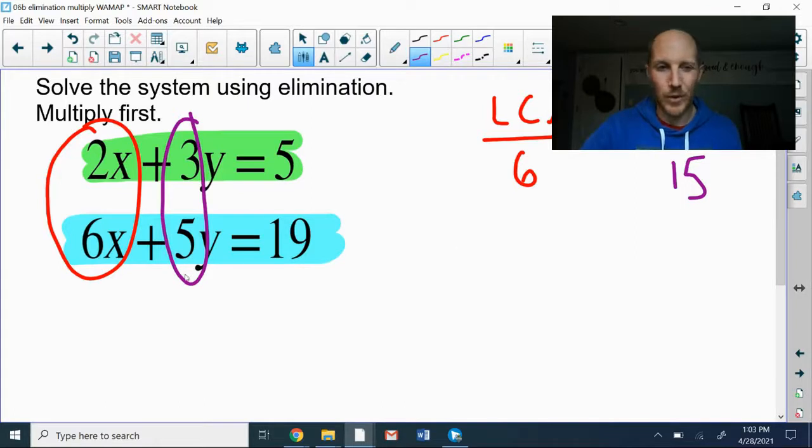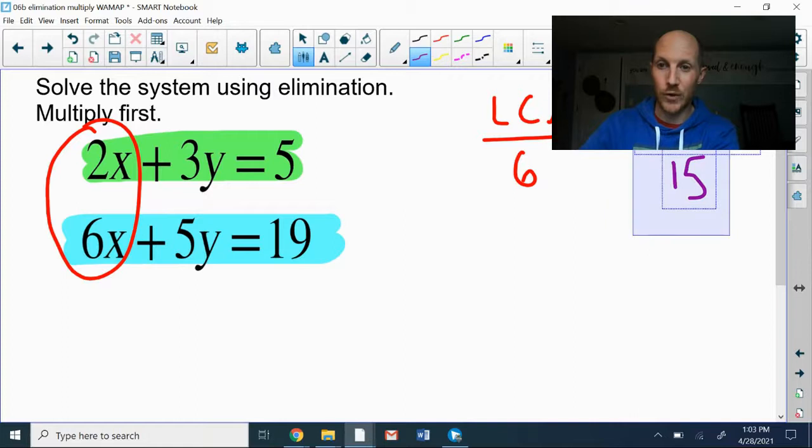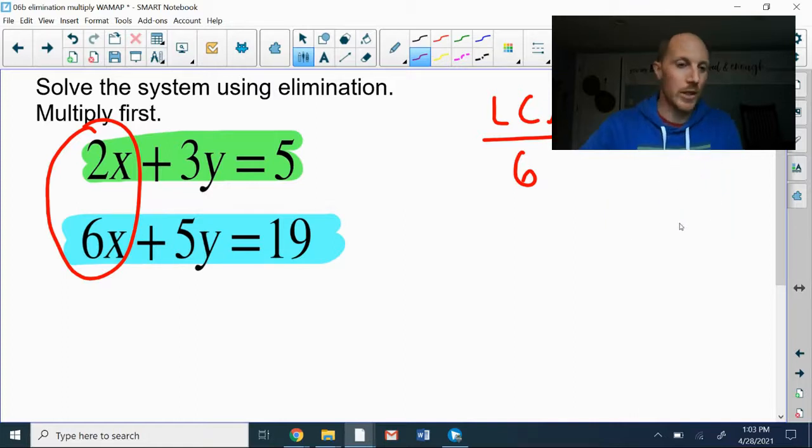I would rather go with the easier one. I'm going to eliminate the x's because I only have to do half as much work. I only need to change 1 equation. Okay, so if we're going to eliminate the x's, my least common multiple is 6. I would like to have one equation have a coefficient of 6x and the other to have a coefficient of negative 6x, so that elimination will happen via addition, which is less confusing.